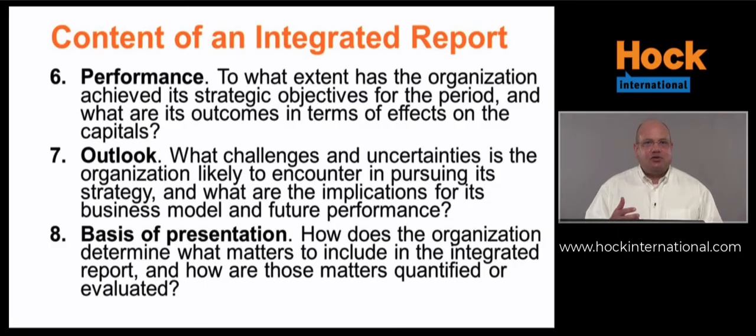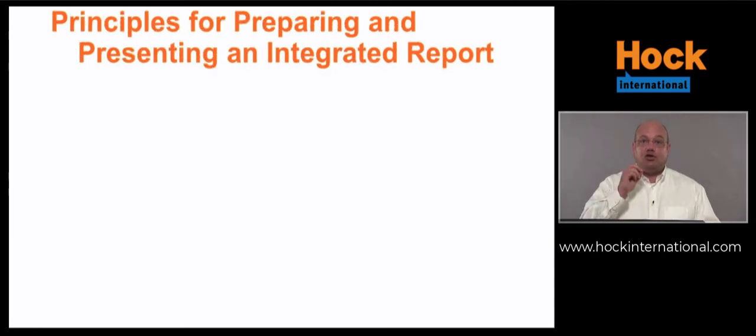Now, as we're looking at this, we can see that this is kind of that value creation process. We've got a lot of those same terms. Our inputs, our outputs, that business process, our strategy and resource allocation, the outlook, okay, the capitals. And so we're taking that process and kind of putting that into our report. So these are the 8 components of that report. Now we're going to turn our attention to the principles for preparing and presenting that integrated report. We've got 7 principles that we're going to look at.